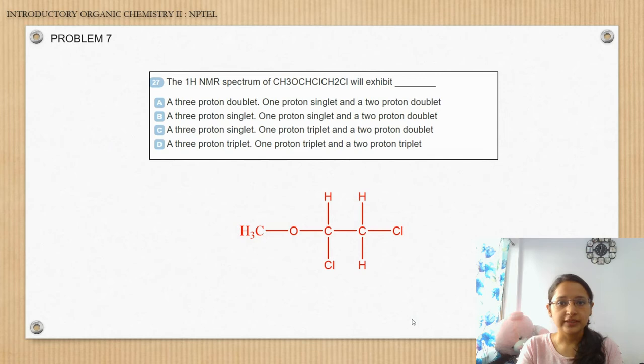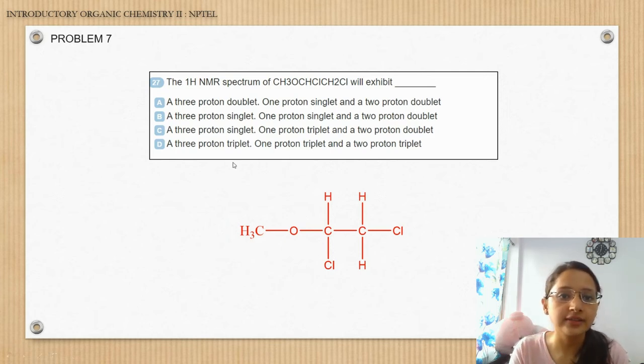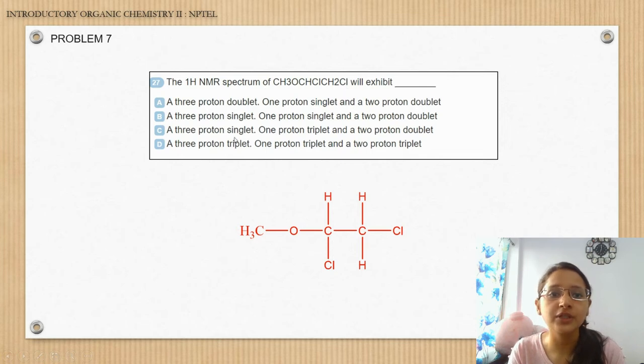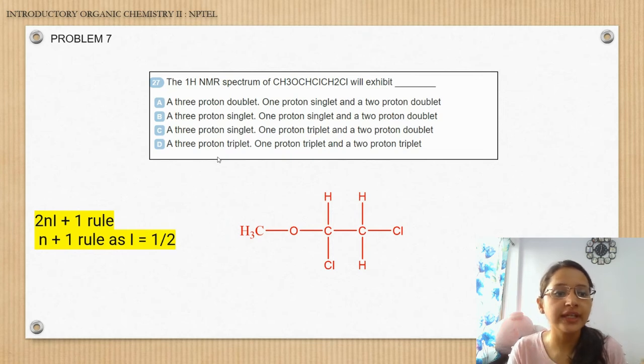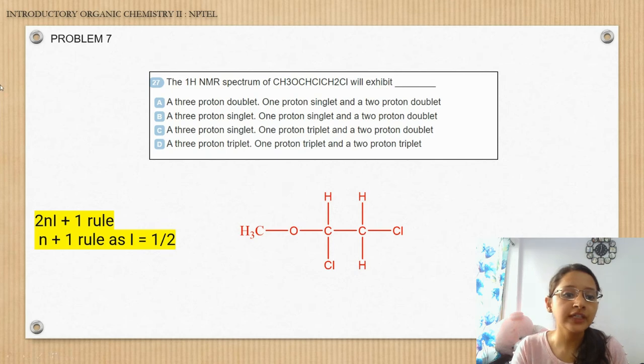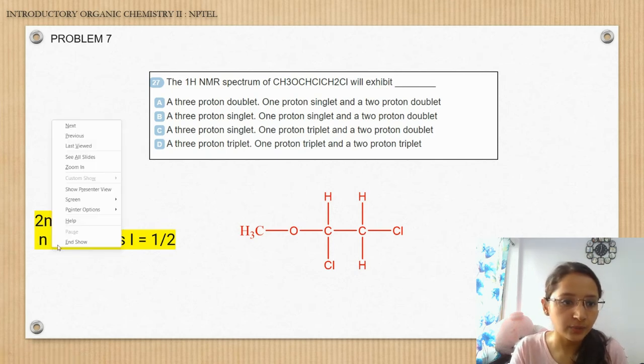Shall I start with problem 7? Yes, ma'am. Okay. In problem 7, they have asked how the 1H NMR spectrum of this molecule will appear. As I showed you, there is a 2nI plus 1 rule operative in 1H NMR spectrum. Here we reduce it to the n plus 1 rule as I equals half for hydrogens, and in 1H NMR we are already talking about the hydrogen atom. So we can reduce it to n plus 1. Is it clear?